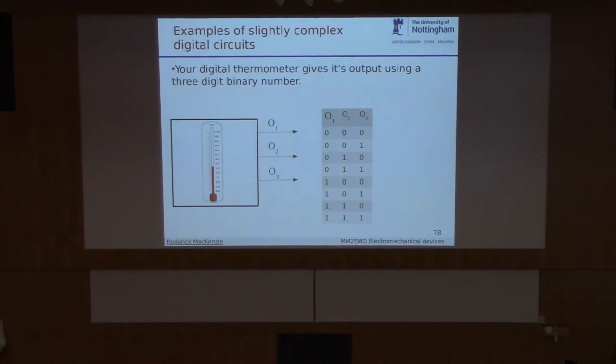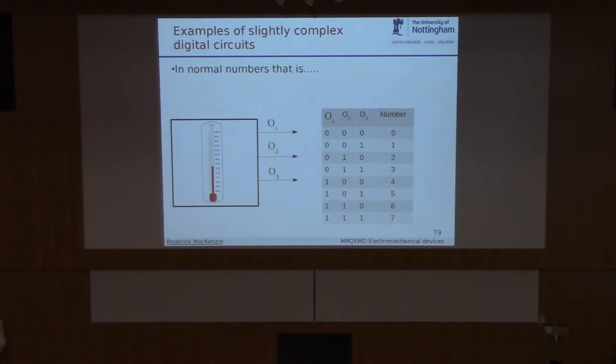And what's this pattern here? Have you recognized it? Binary. It comes up all the time. So this is binary 0, 1, 2, 3, 4, 5, 6, 7.